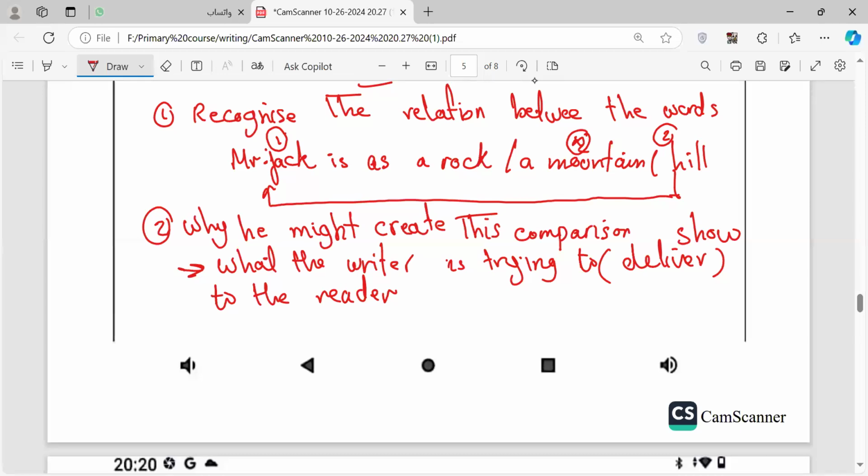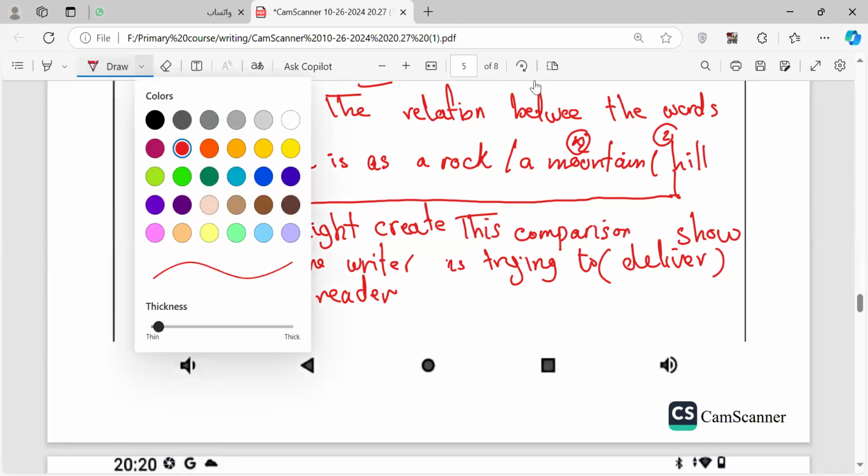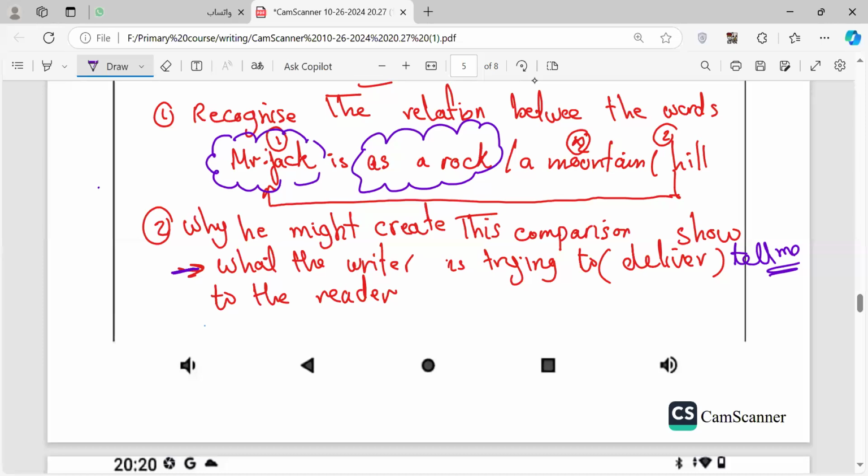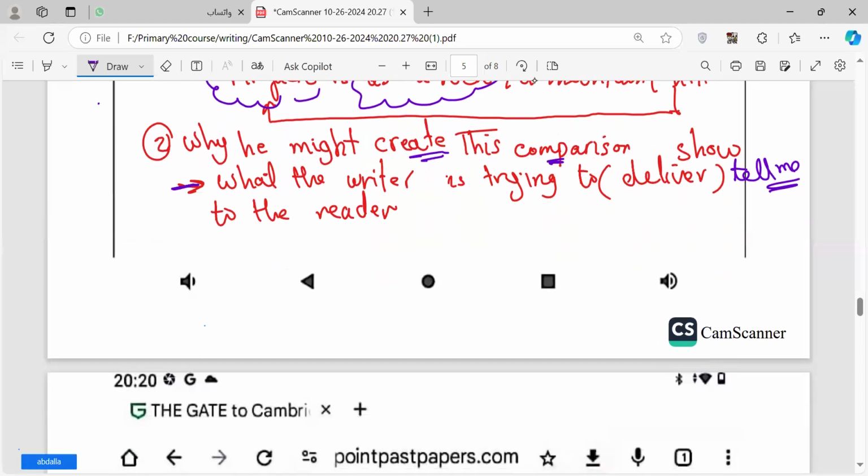Okay, again, I didn't finish, by the way. This is the first part of my explanation. So what I said is, number one, this is the sentence: Mr. Jack is as a rock. My question here, or my point here, is what the writer is trying to tell me about Mr. Jack. Why did he create this comparison? Why did he compare Mr. Jack to a rock? Why do you think that? Because he's strong. Yes, this is a point.